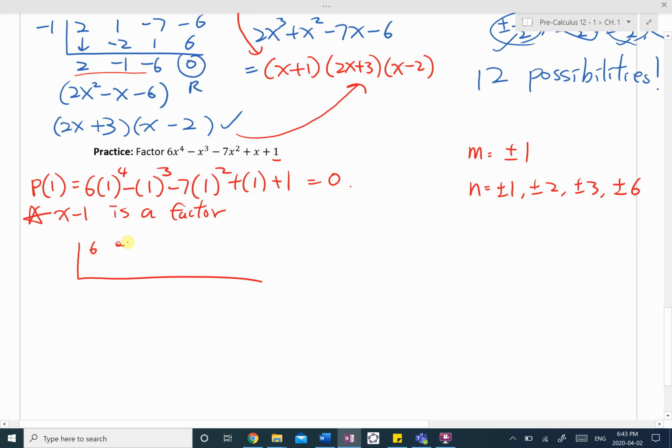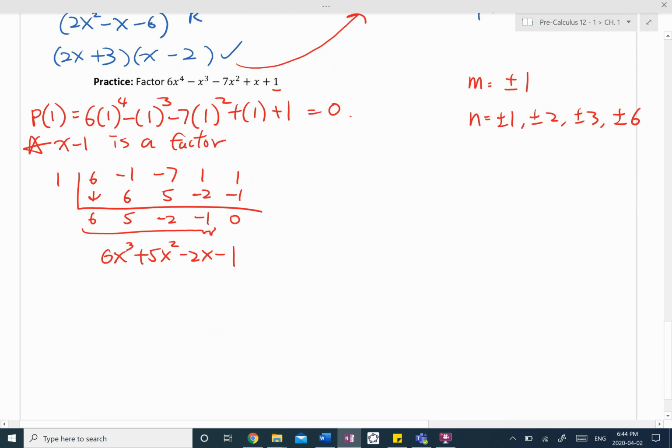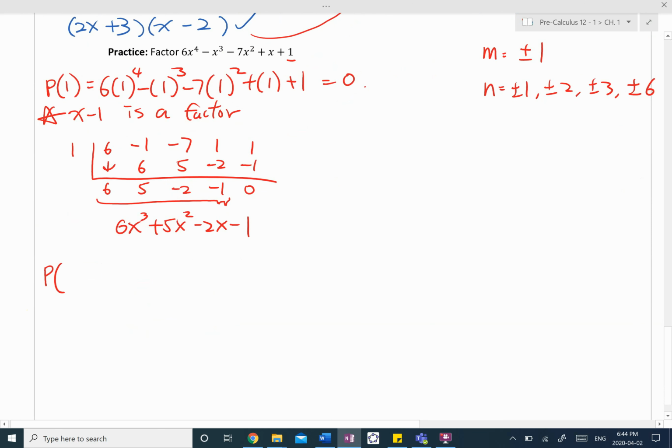So 6, -1, -7, 1, and 1 divided by x minus 1. That'll be 6, 1 times 6, -1 plus 6 times 1, add them, times 1, add them, times 1, and add them. So this becomes 6x cubed plus 5x squared minus 2x minus 1. Now this is still a cubic function, which we can't just factor like we did before. So we still need to continue with our remainder theorem or factor property.